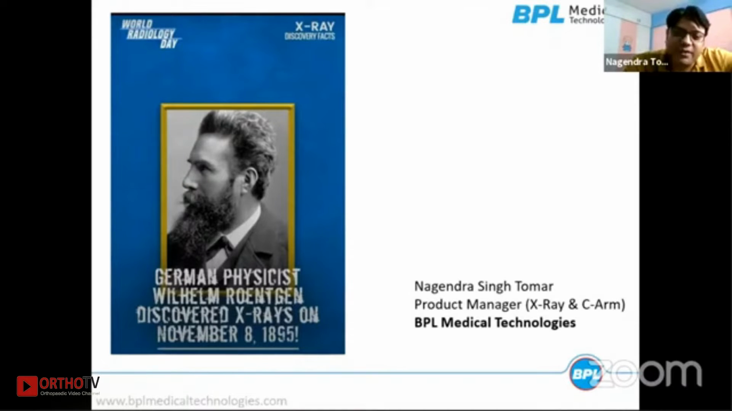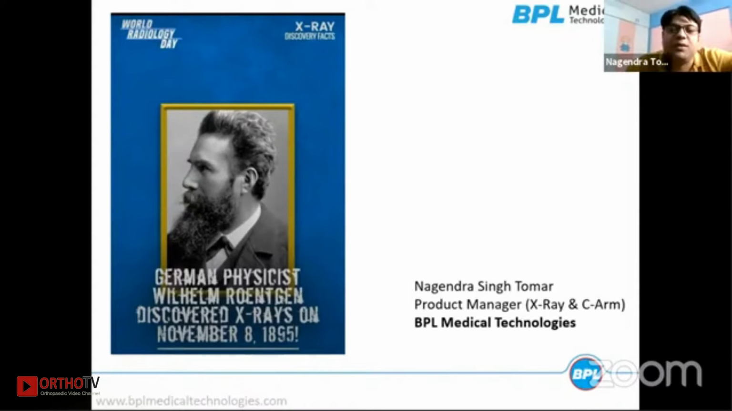So today is a very special day because today, on 8th of November 1895, Wilhelm Conrad Röntgen discovered some new rays which were unknown at that time, but today we know them as X-rays.